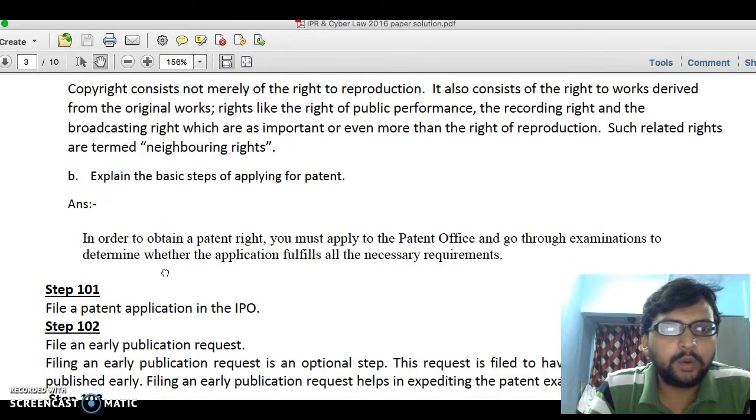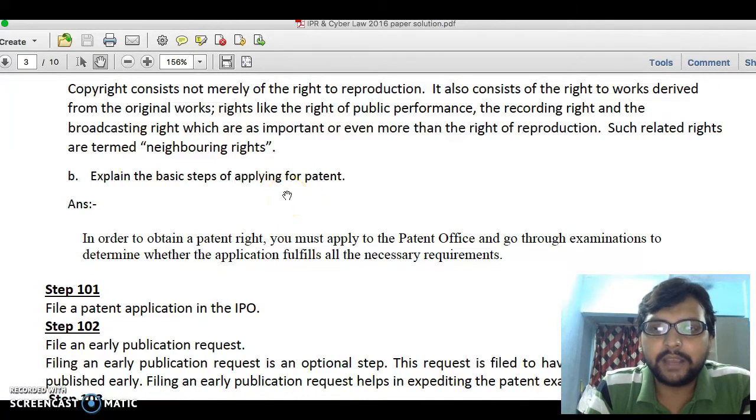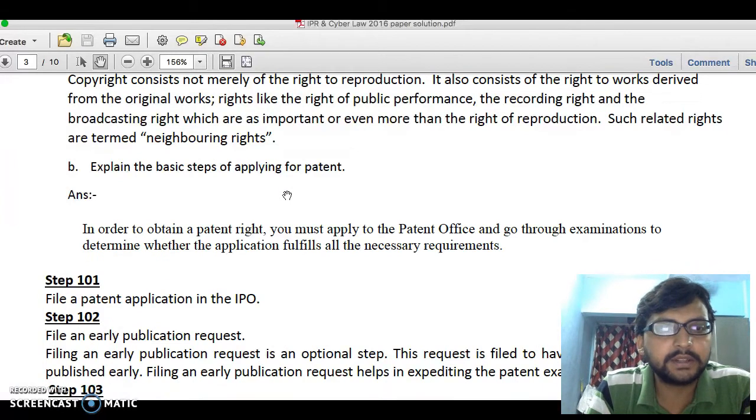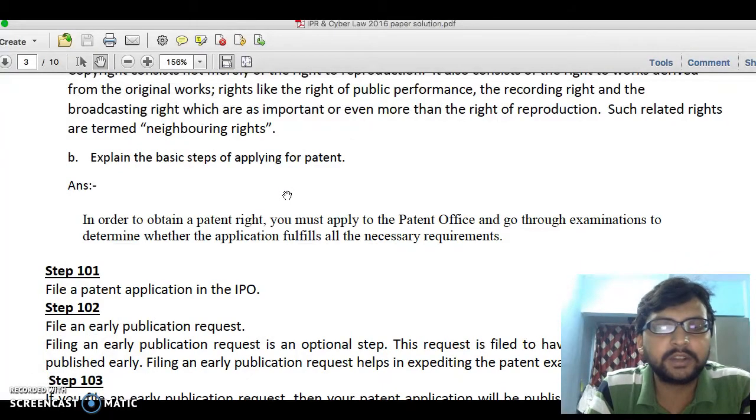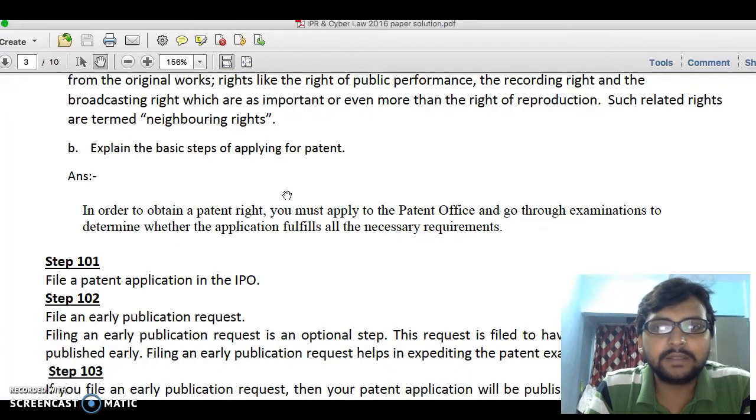Now, this question states: explain the basic steps for applying for a patent. This question is from the 2016 IPR and Cyber Law paper, B.Sc Sem 6, Mumbai University. So let's start discussing the answer to this question.